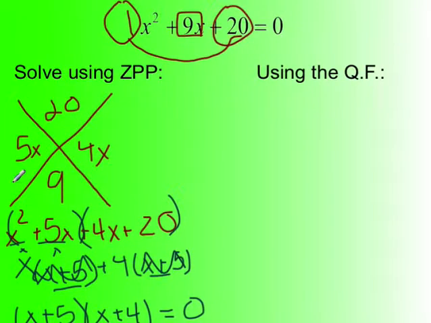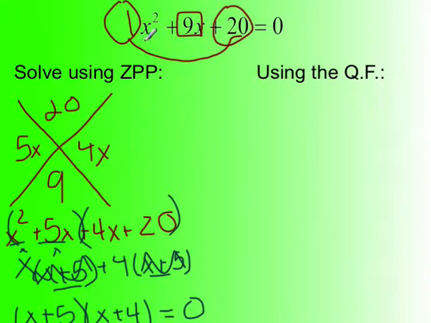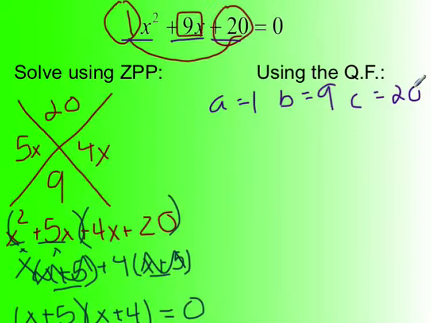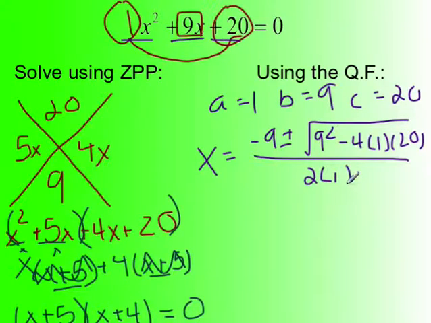Well, we better hope that the answer is the same when we use the quadratic formula. So let's do that. We're going to assign our a, our b, and our c value. So a is equal to 1, b is equal to 9, and c is equal to 20. What I'm trying to show you is that you can use these 2 methods interchangeably. So using the quadratic formula, x is equal to the opposite of b plus or minus the square root of b squared minus 4ac all over 2a.